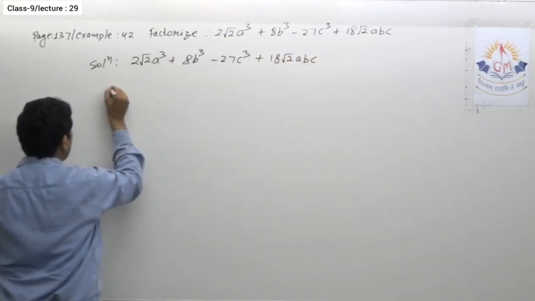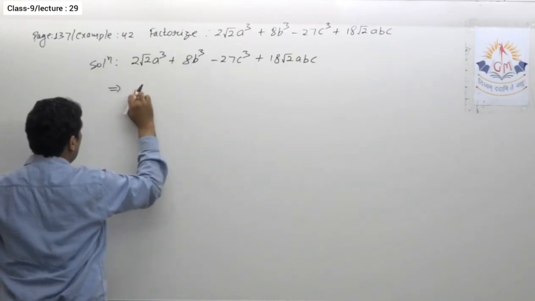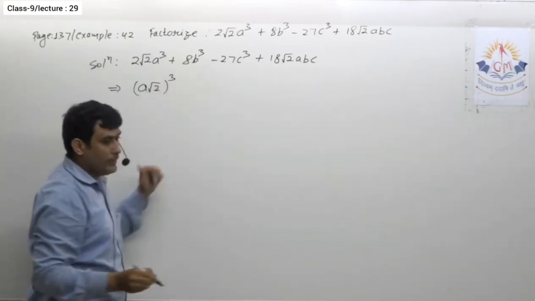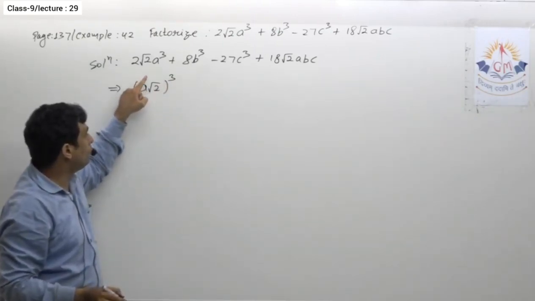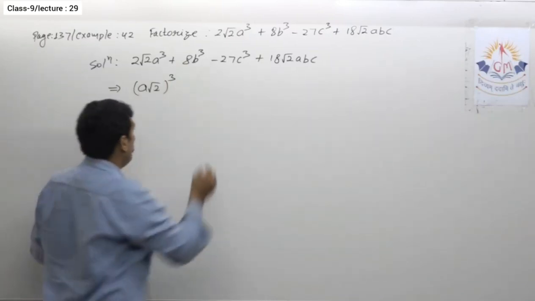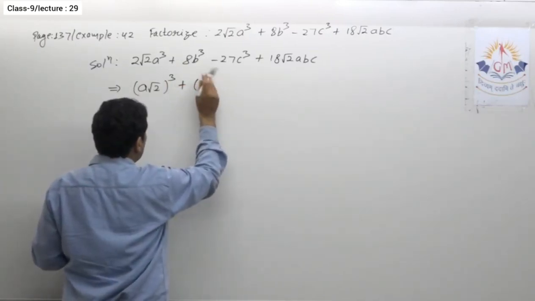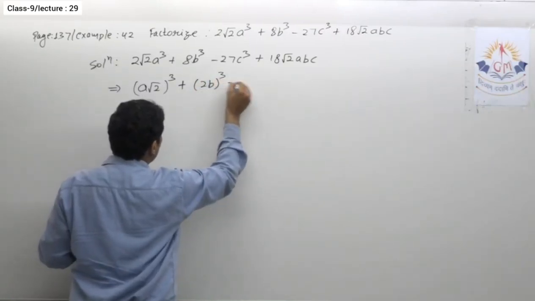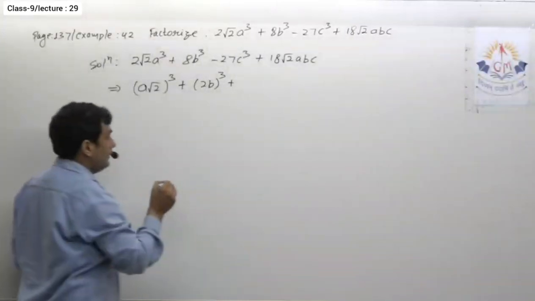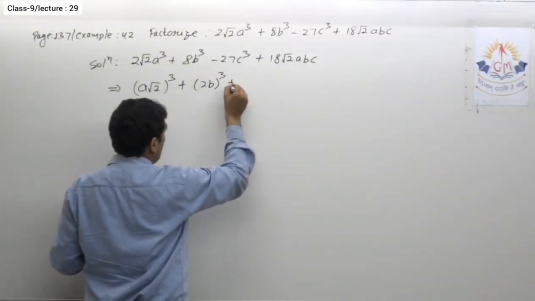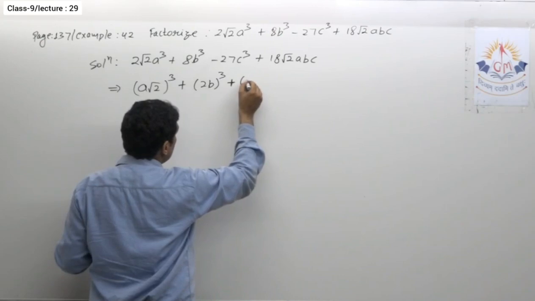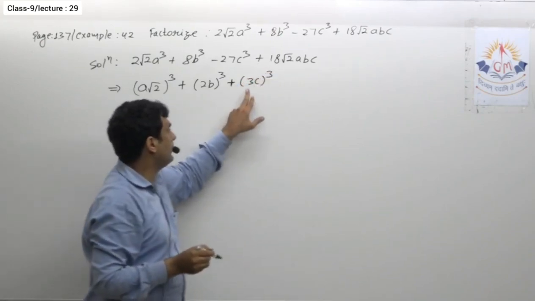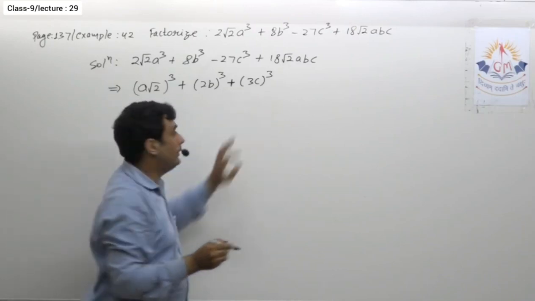Okay, so here I can write this as a root 2 whole cube, isn't it? Because root 2 cube is root 2 into root 2 into root 2, that is 2 root 2, plus 2b whole cube, plus 3c whole cube, that is 27c cube.